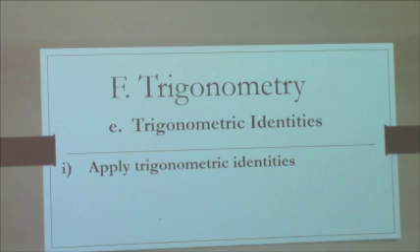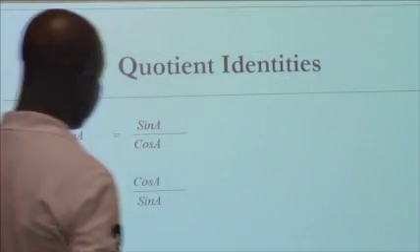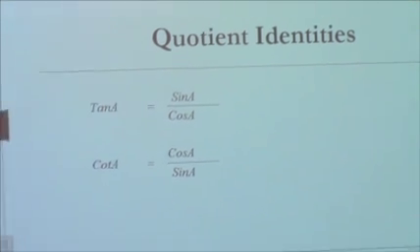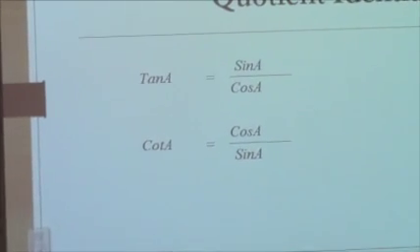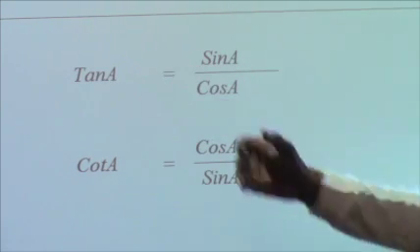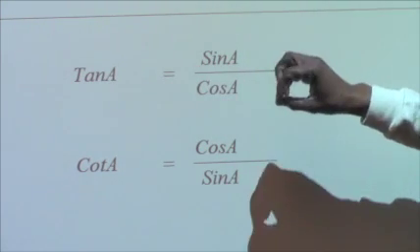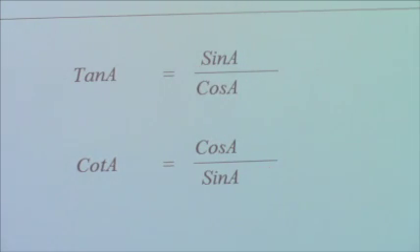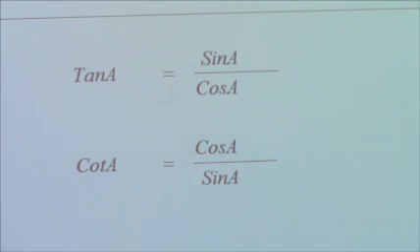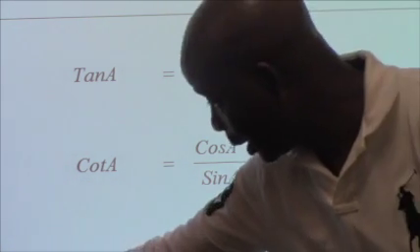So let's go. To do this, we must first go over some basic identities. Now, one of the first set of identities, which is very important for us to know, is called the quotient identities. The quotient because it involves division. For example, it says the tangent of an angle A is equal to the sine of A divided by the cosine of A. And it says that the cotangent of A is equal to the cosine of A divided by the sine of A. That's the first.